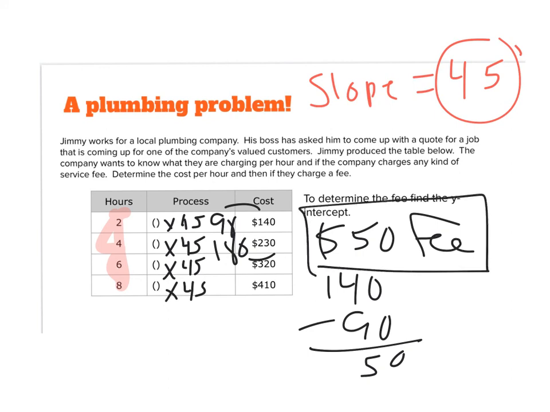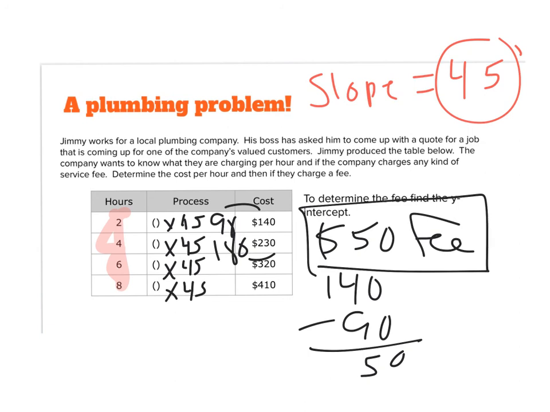So when we're looking at the overall interpretation here, not only is the company charging $45 an hour to work, they're charging $50 just to show up. So when you guys are looking at your practice today, it's going to ask you guys a lot about, like, what's the additional fee? Is there an additional fee? If we had come out to a proportional table, meaning that the y-intercept is 0, then there is no additional fee. It would just been straight up $45 an hour.